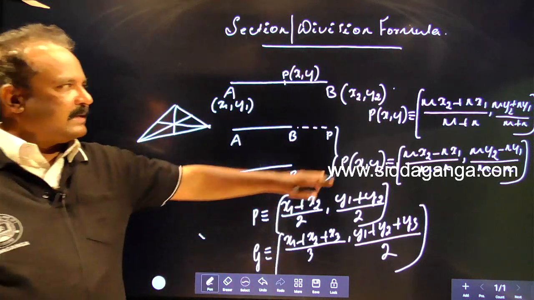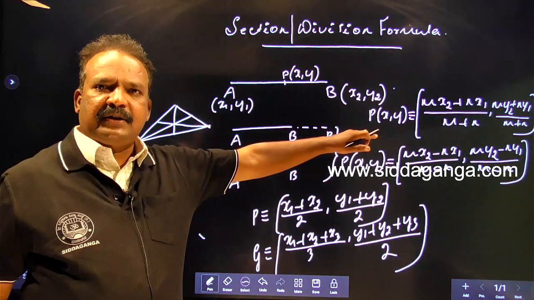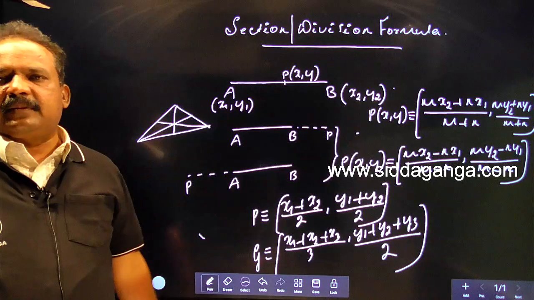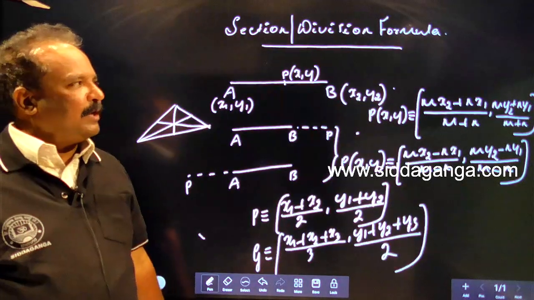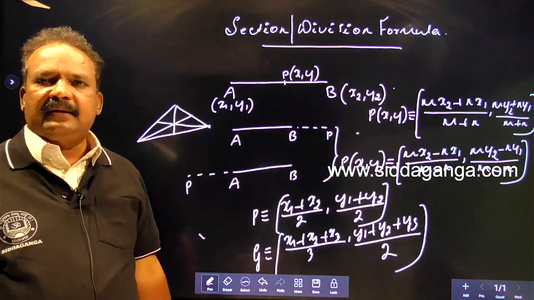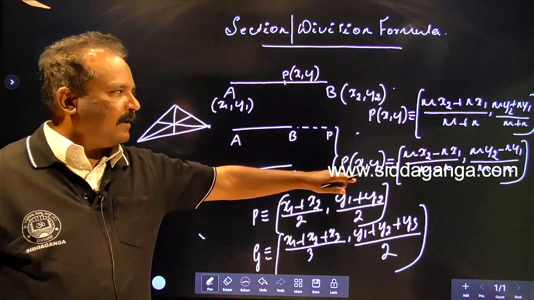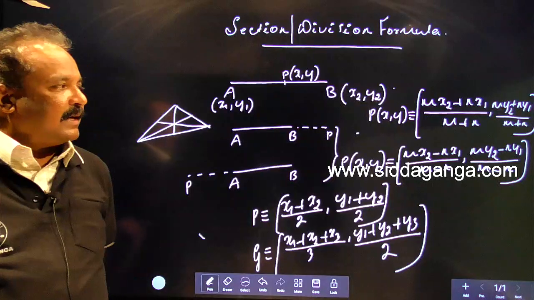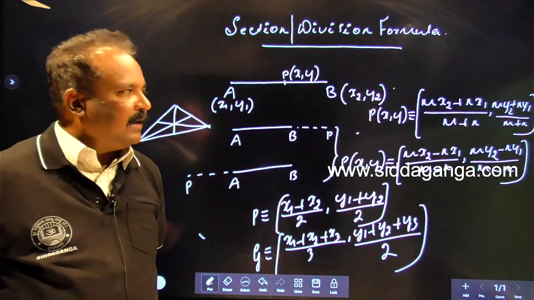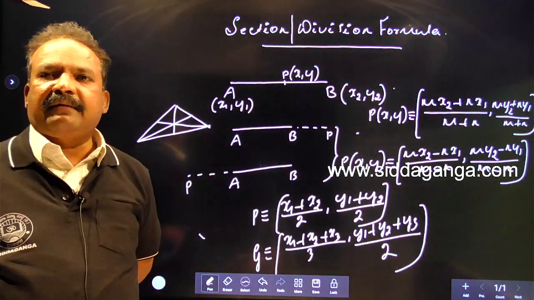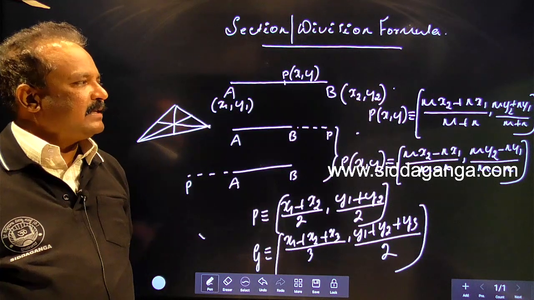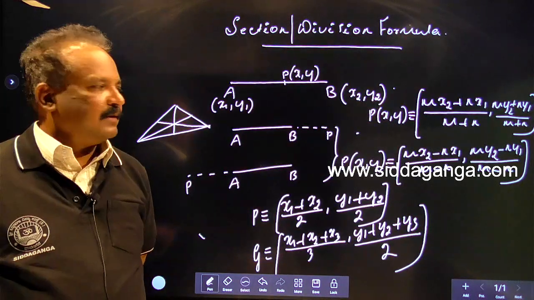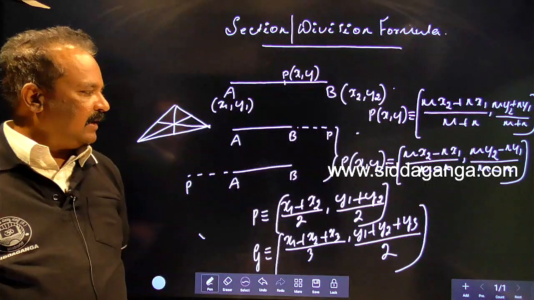Okay, one is the section formula for internal division, mx2 plus nx1 by m plus n, my2 plus ny1 by m plus n. Section formula for external division, the x coordinate is mx2 minus nx1 divided by m minus n, my2 minus ny1 divided by m minus n. So this is the y coordinate. So section formula for external division.